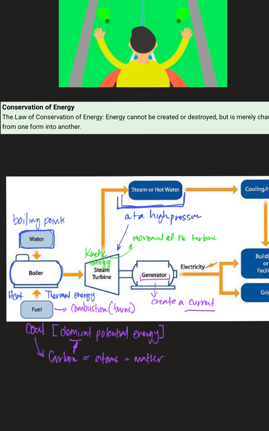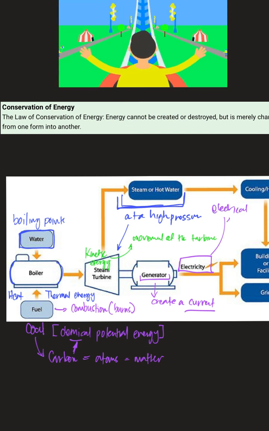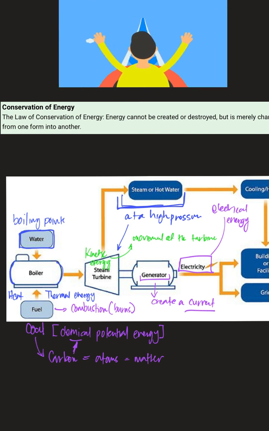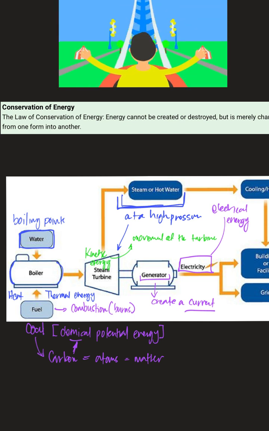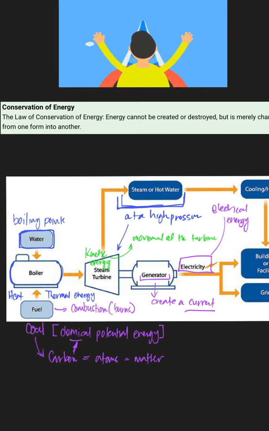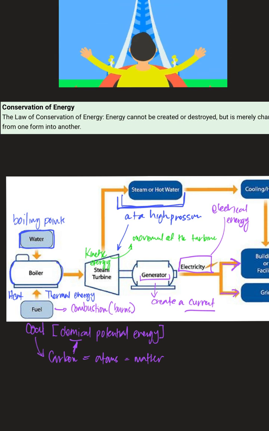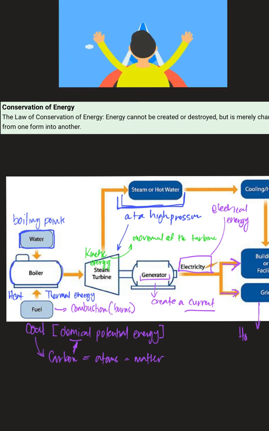And when they create a current, I'm going to find myself with electricity, which is electrical energy. So I started here with chemical potential energy, then I went to thermal energy, which is heat energy, then I went to kinetic energy, and now I've got electrical energy. And once I've got this electrical energy, it can send it either to the power station, or to a building or facility, and from there it's going to come to our homes.